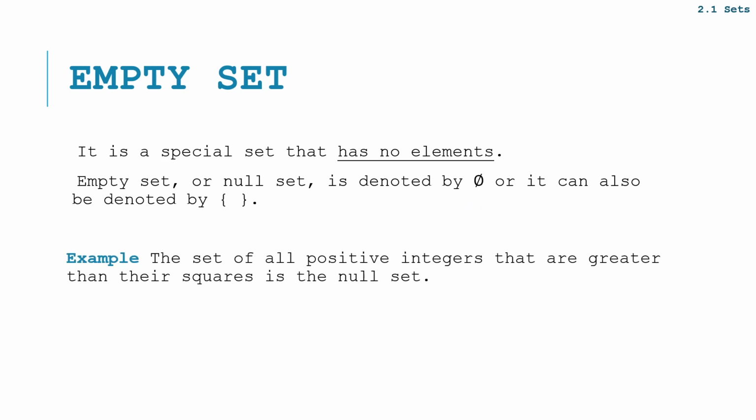The set of all positive integers that are greater than their squares is the null set, because there are no values of x where, when you square it, it would be less than x. There are no values of x in the set of positive integers that are greater than their squares. That's why this set here is a null set.